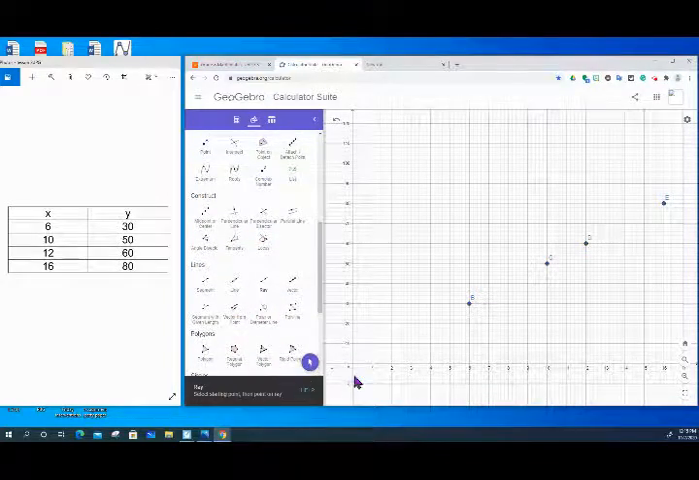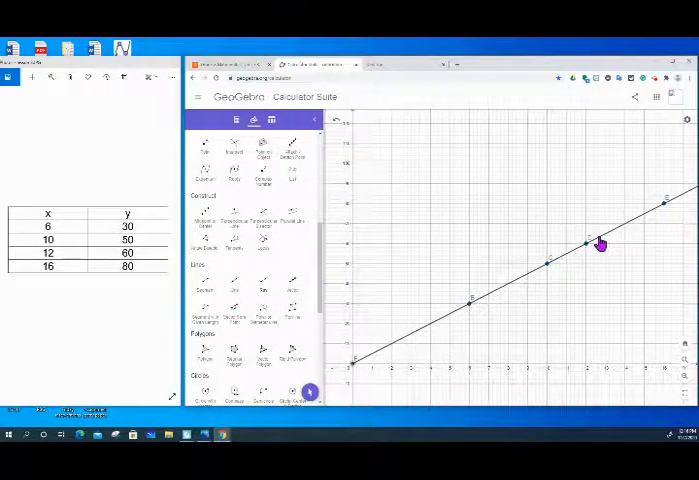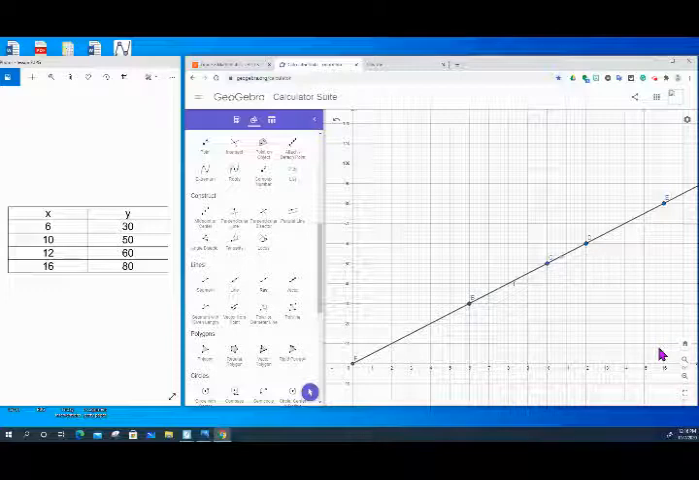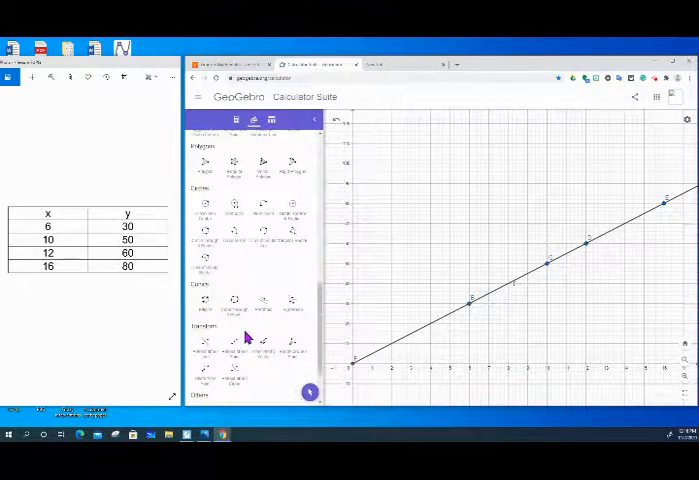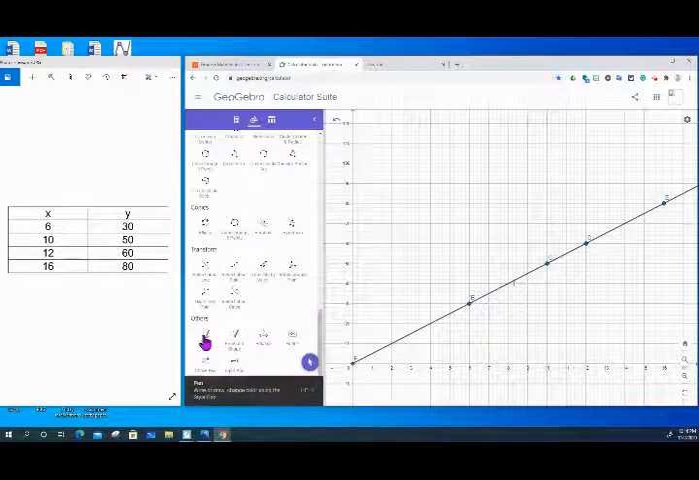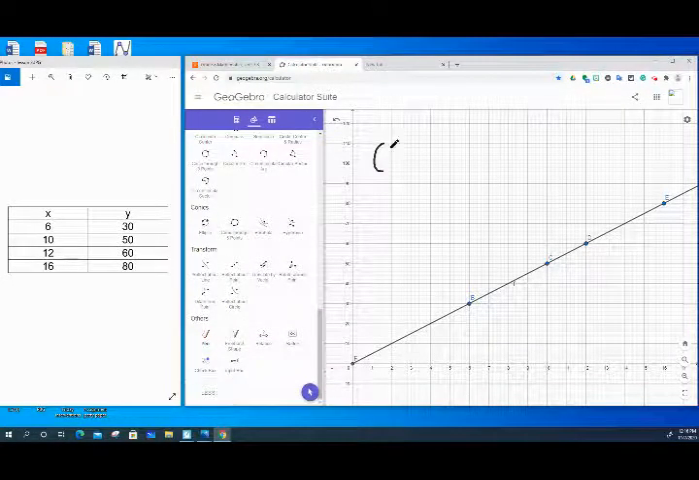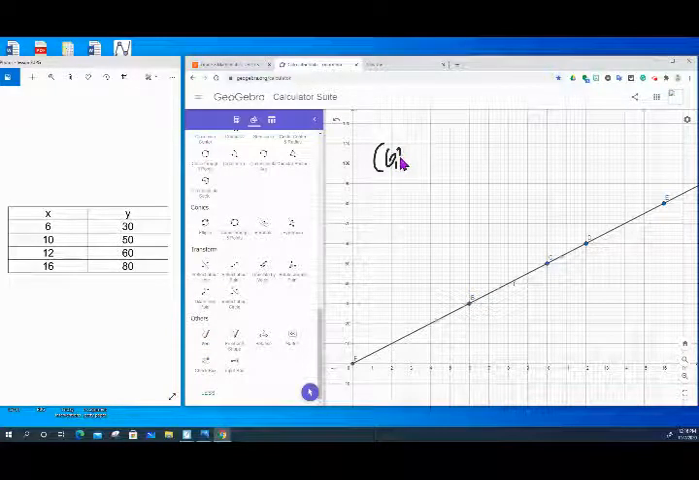Well, let's find out. We're going to start here at 0, 0, and see if we can create a line that goes through the center of every point. Check that out. So we know it's proportional. We know it starts at 0, 0. We know that every point on this table is on the graph. We've labeled the table x comma y, and we could simply write the first point as 6, 30, and so on and so forth.